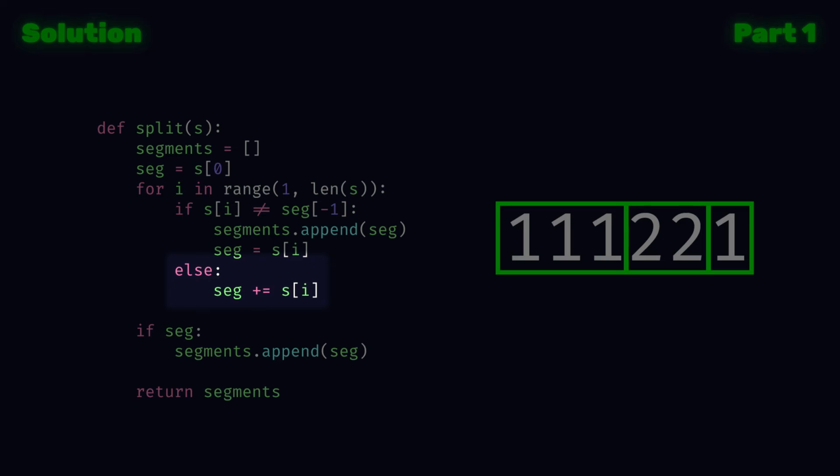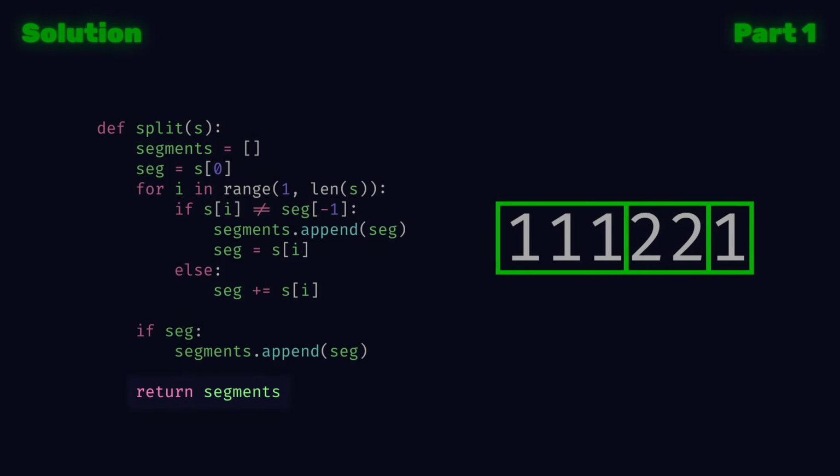Once we're done looping over all characters, we'll be in the scenario where we will have a segment that was not yet appended to our list of segments. So that's what we'll do here. Finally, we of course return our list of segments.